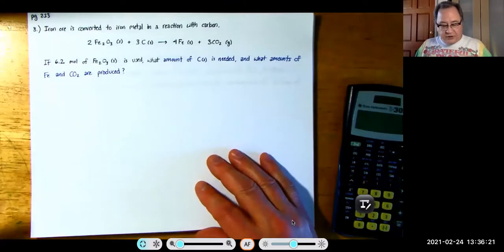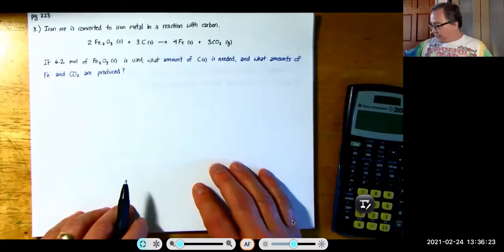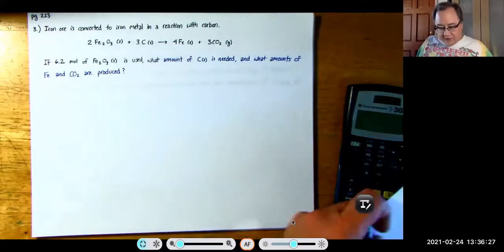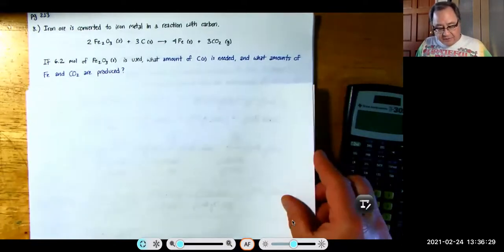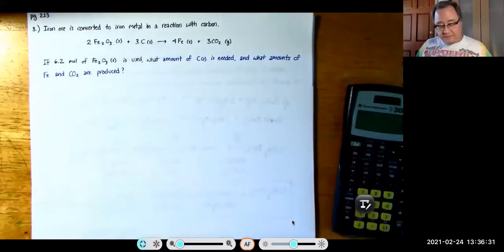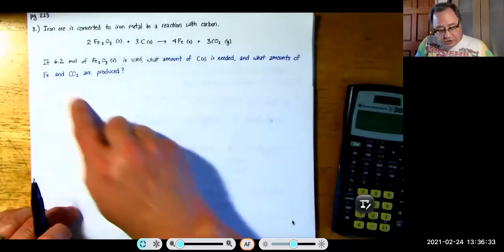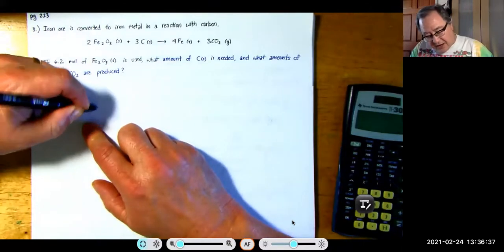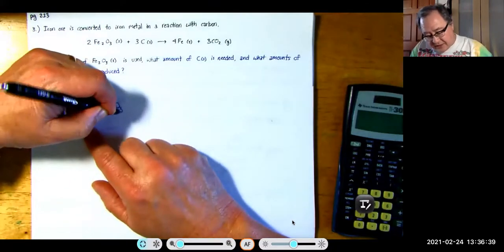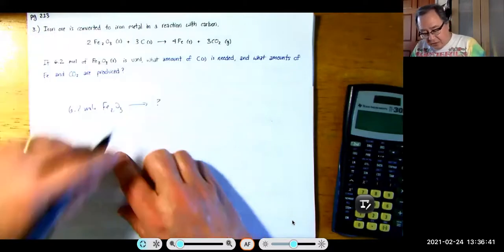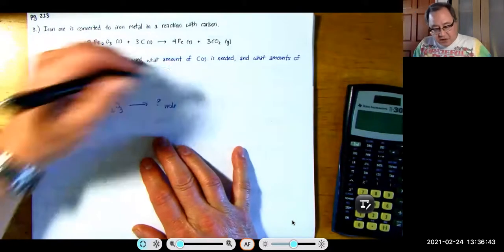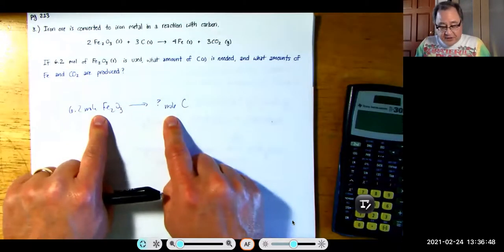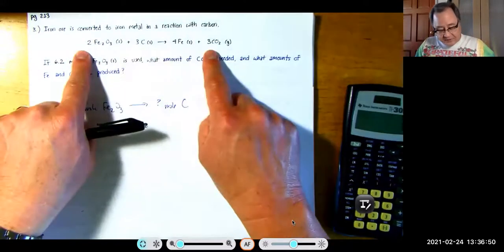Now, this is one that you can look up in the previous lecture or Q&A. This one is actually far simpler than what we've been doing. So we are starting with 6.2 mole of iron 3 oxide, and the question mark is how many moles of carbon? Now, can we go directly from moles to moles? And the answer is absolutely, with this balanced reaction.